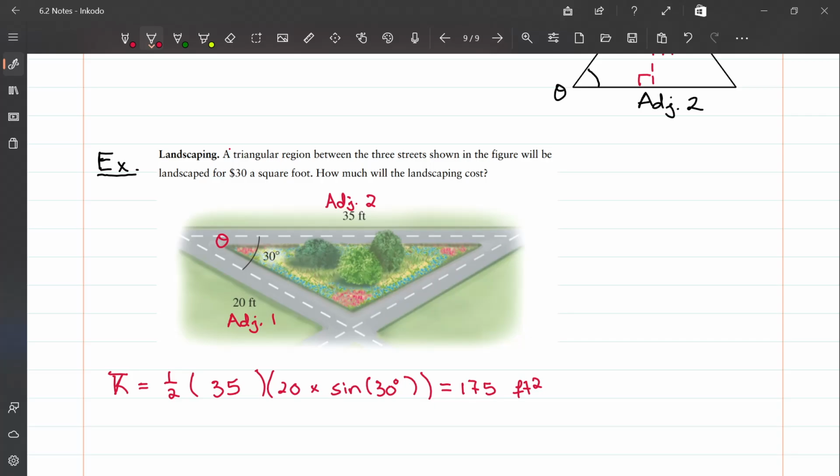So if you want to know the cost, which I'm just going to write down explicitly here as cost, we simply take $30 per square foot and we multiply it by 175 square feet, which gives us $5,250. And I'm going to go ahead and include that here, even though I haven't in the previous parts of the calculation. $5,250 to take care of this triangular region in landscaping.